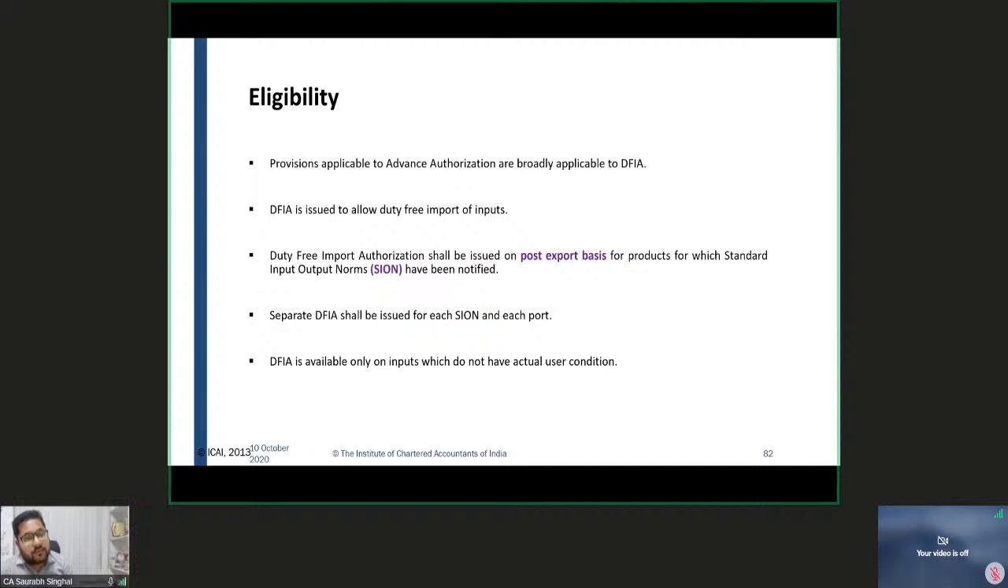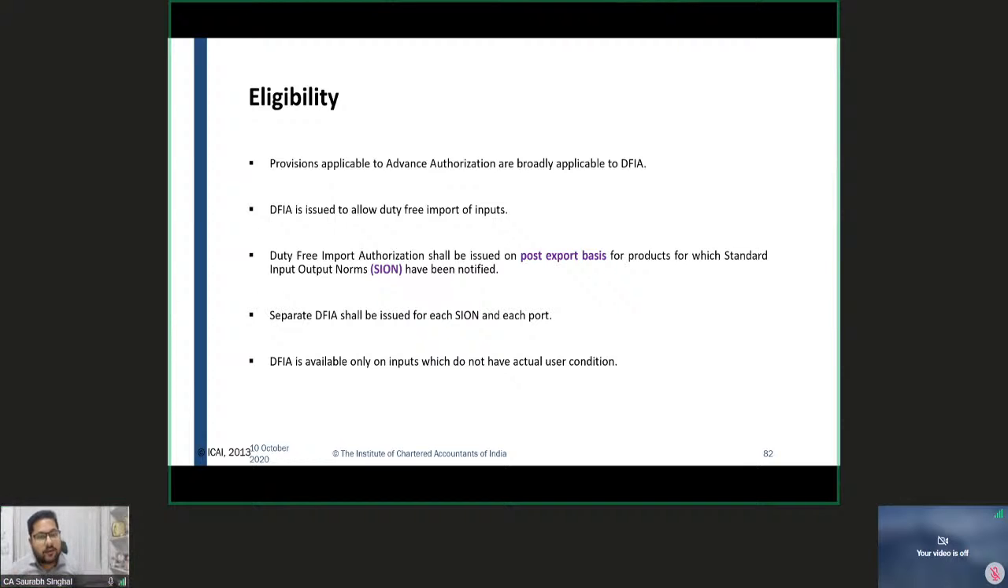What is this scheme? This scheme says that before applying or before starting to export the goods, suppose I got an order for 500 mouses. I will quickly go to the DGFT department and say I am applying for DFIA for 400 units of mouses based on a CON which is there for mouse. So for 400 units, I need 400 mouse wheels, 400 buttons, 500 kgs of plastic, this and that. They will give me a DFIA authorization. What will I do? I will start import, but I will not import with any duty exemptions. I will import after duty payment.